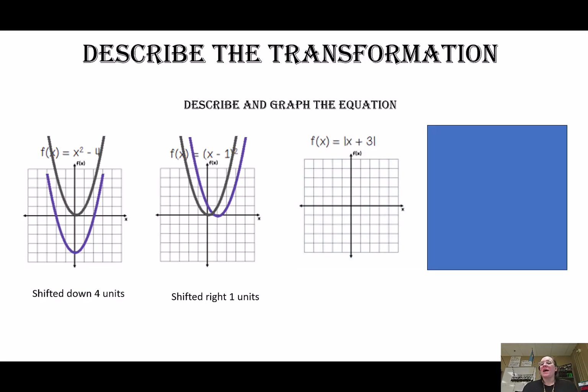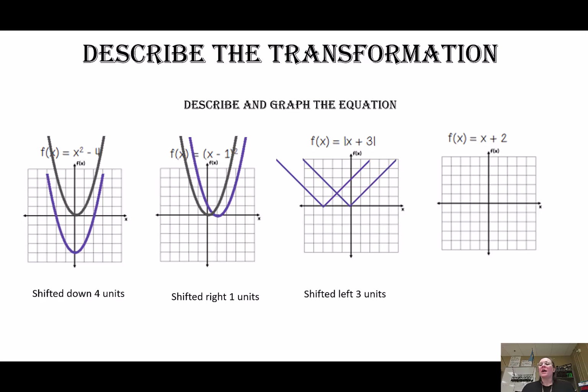All right, so I've got f of x equals the absolute value of x plus 3. Again, we're inside the absolute value. So because we're adding 3, we are shifting 3 units to the left.